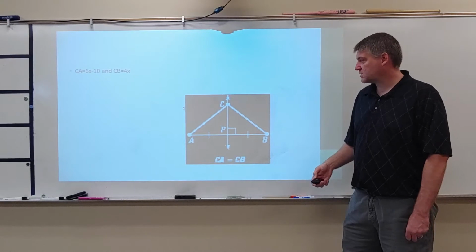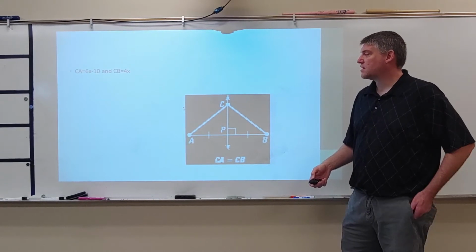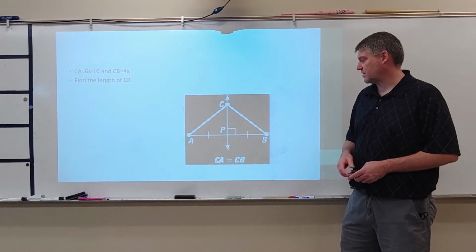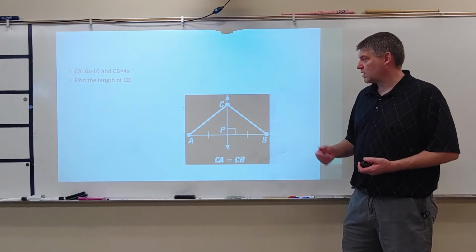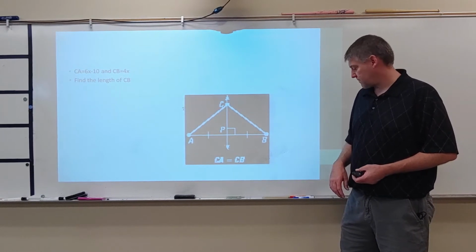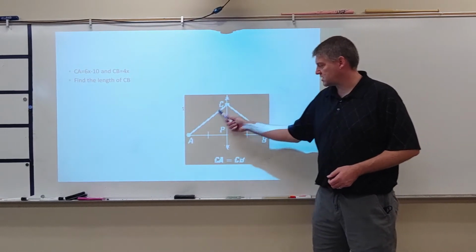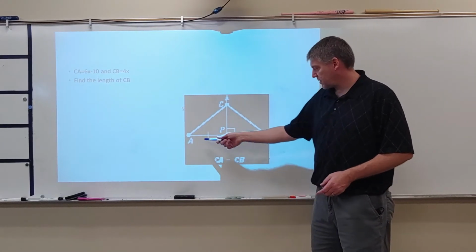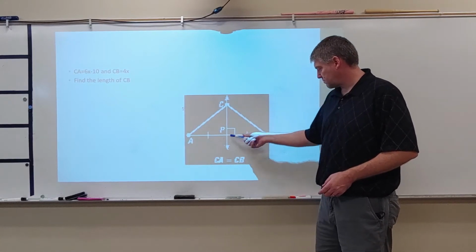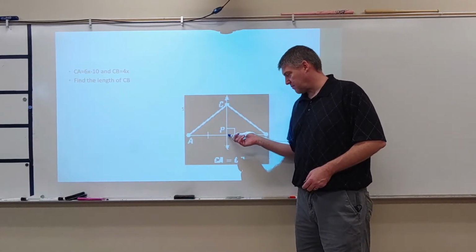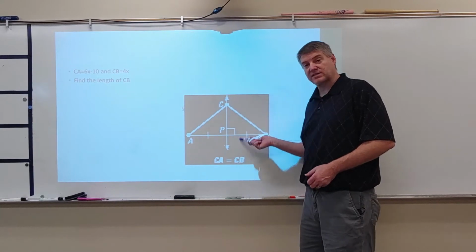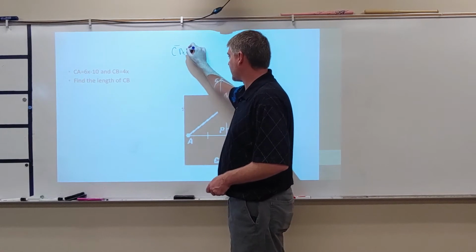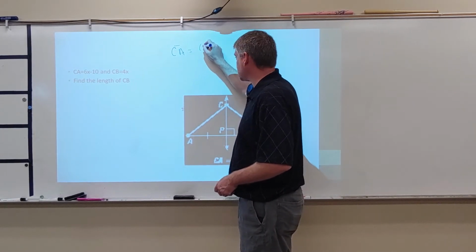All right, so CA is 6x minus 10, CB is 4x. I wanted to find the length of CB, okay? Well, the first thing I'm going to do is I know CA has to be equal to CB. Why? Well, if I look at my diagram, AP is congruent to PB, so CP is the bisector, and it's perpendicular. So now I know CA is equal to CB.